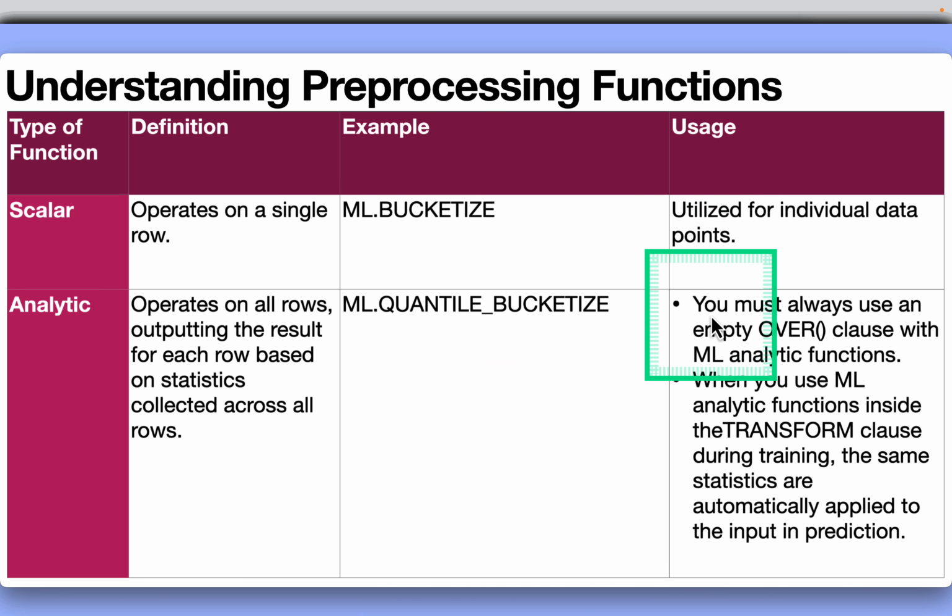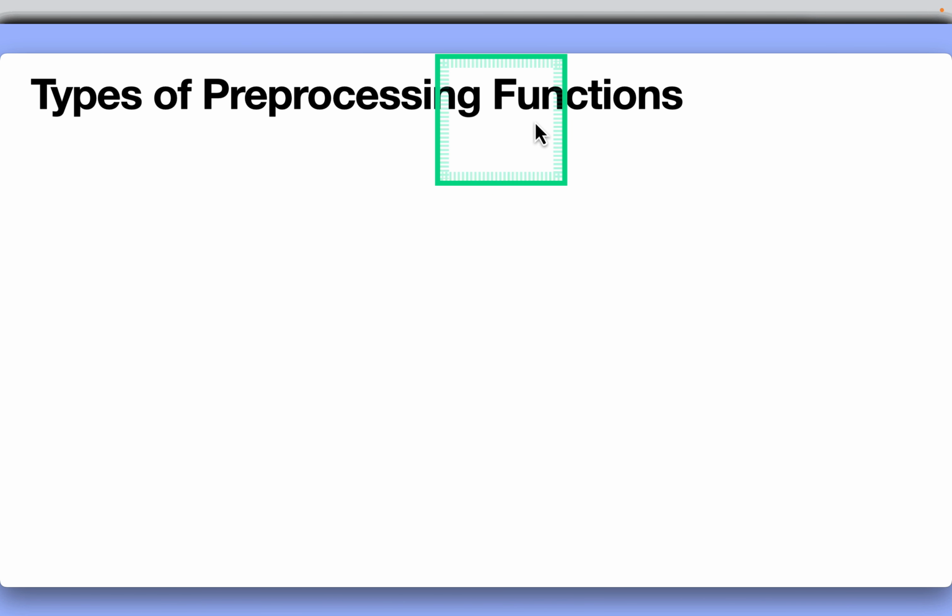And for usage, some instructions are: you must always use an empty OVER clause with the ML analytic functions. And when you use ML analytic functions inside the transform clause during training, the same statistics are automatically applied to the input in prediction.